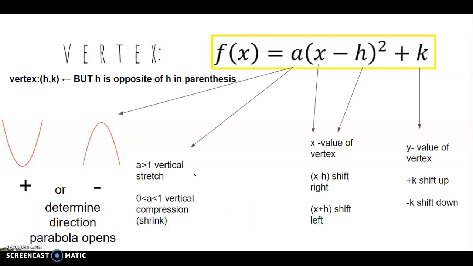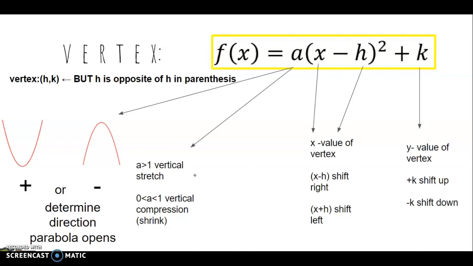So now we're going to talk about this H right here in parentheses. We take the opposite of it and it becomes the X value of my vertex. But it also makes it shift left or right. If we see the minus sign, we usually think that's the left direction, right? Because that's what it is on the number line. If you see parentheses, you do opposite. So my curve is going to shift to the right. And then the same for plus. If you see plus, we're going to think opposite and it is going to move to the left.